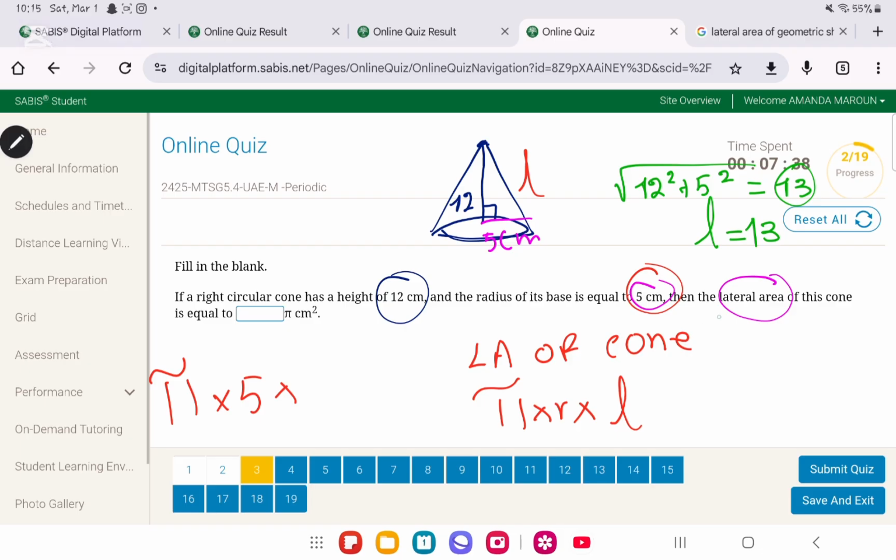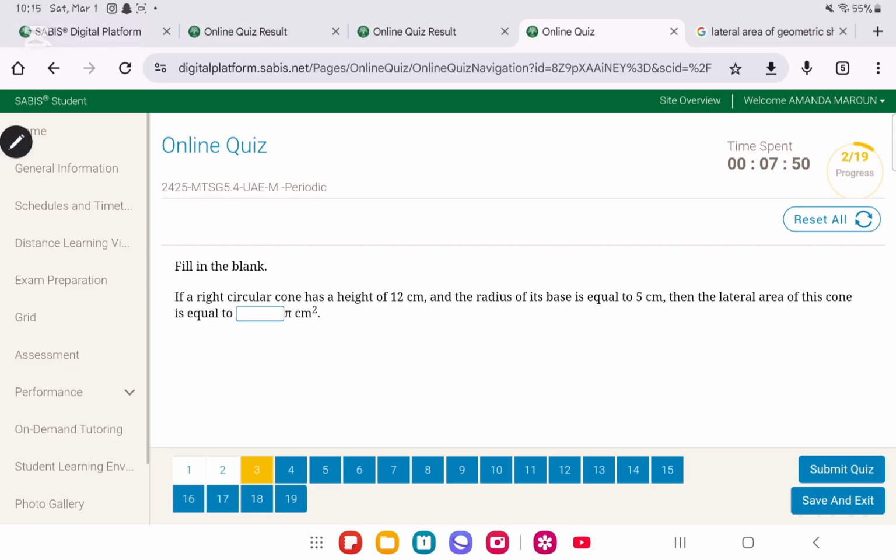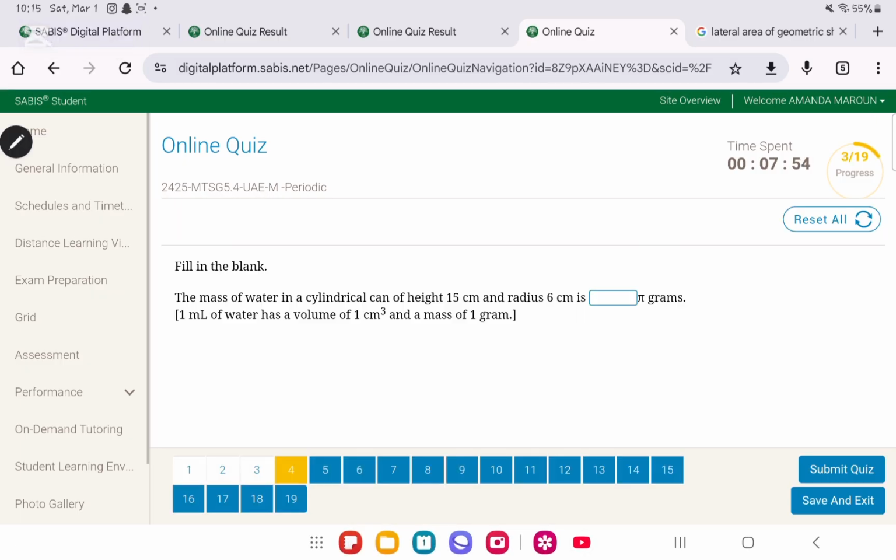So the only thing you're going to do is just substitute it in the equation. So it is pi times 5 times 13, and you are going to get an answer which is 65 pi. So very simply, our answer is 65 pi. We move on to question number 4.